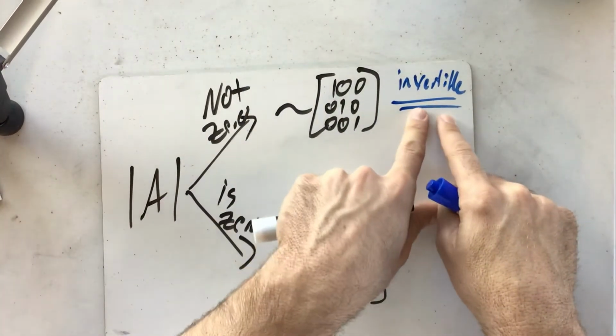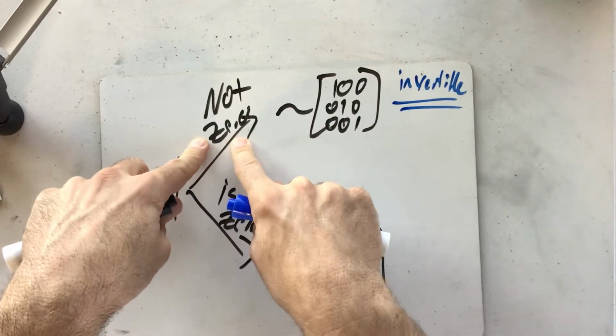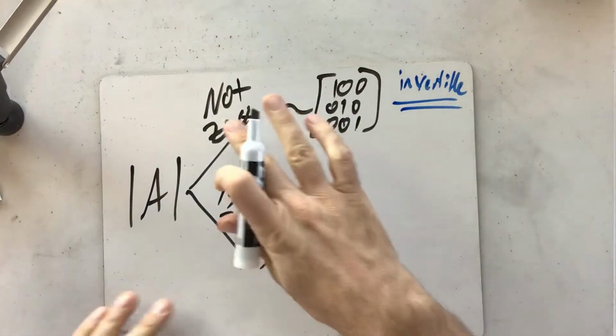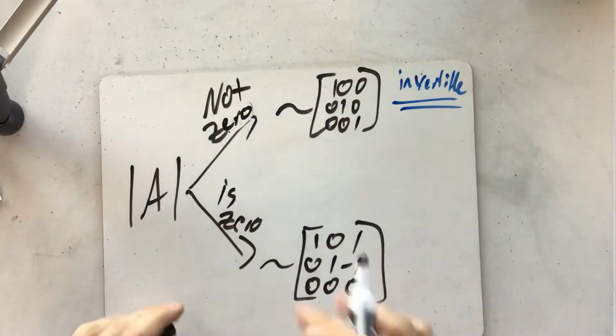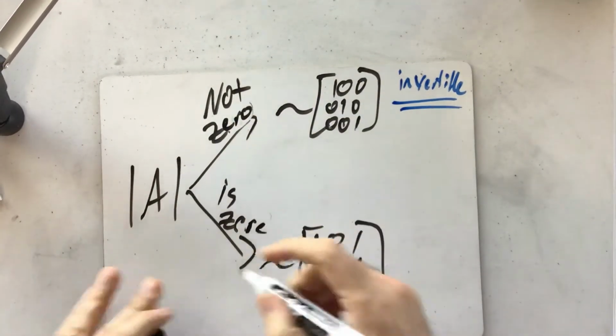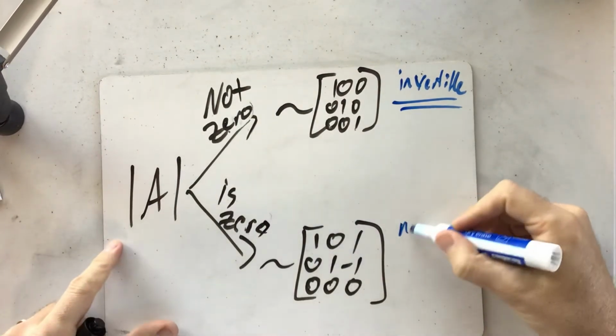We can tell if it's in that category just by looking at the determinant and seeing if the determinant is not 0. Versus if it is 0, then we know we're in the second category, which is the not invertible category.